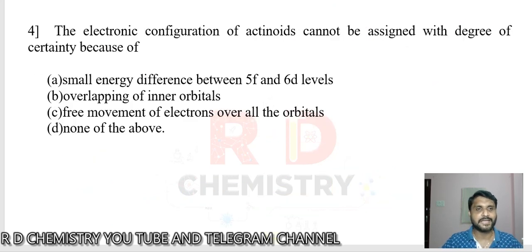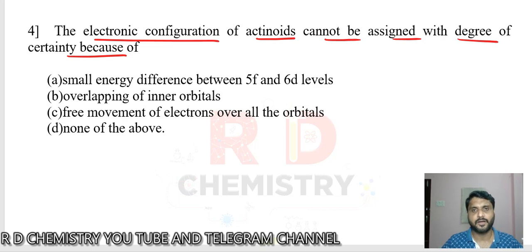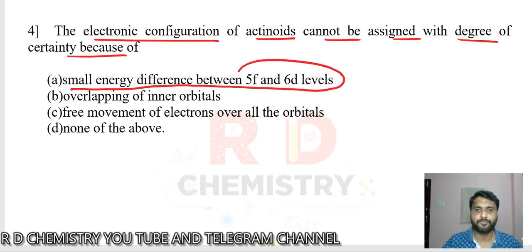Question number 4. The electronic configuration of the actinoids cannot be assigned with certainty, because there is an ambiguity in the electronic configuration. That is because there is a small difference between the 5f and the 6d. Therefore, electrons can be rearranged. Okay, the answer is option number 8. Clear?